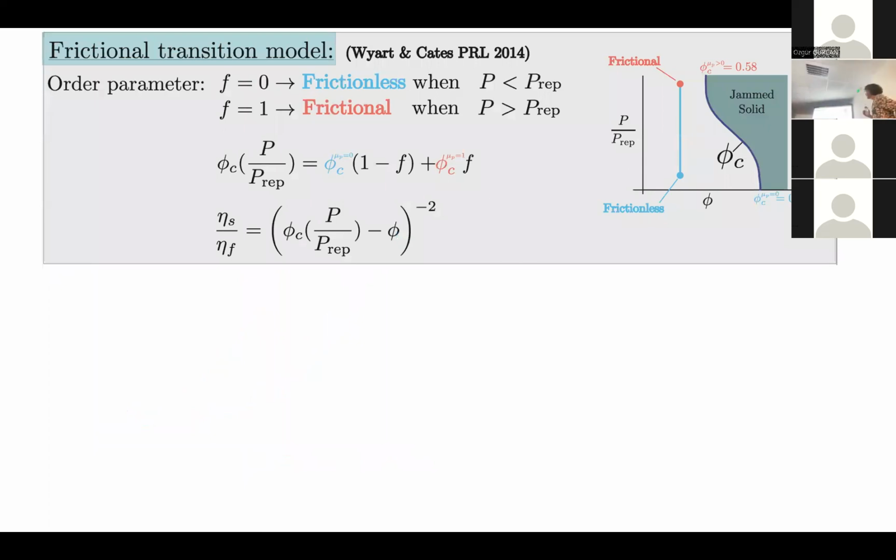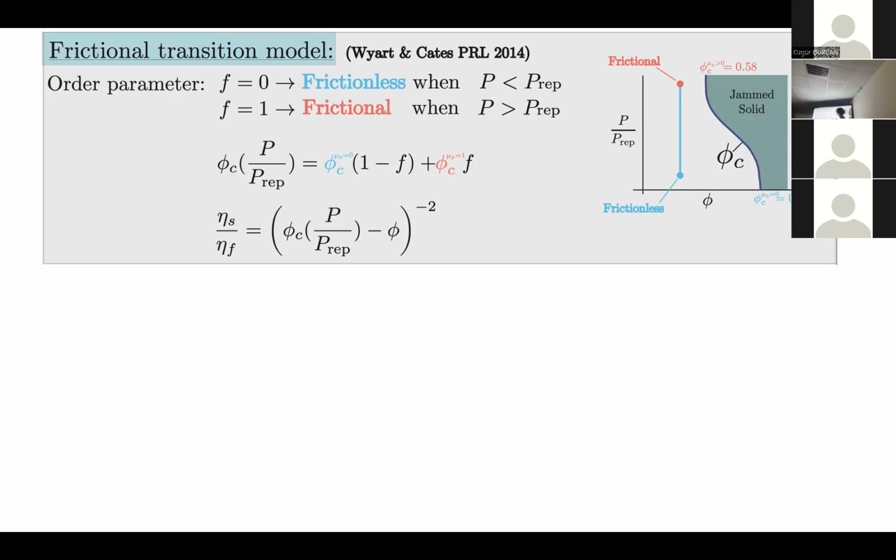So this was put in the frictional transition model by Bjarke and Kate the year after, and it's a very simple model where they write that the jamming volume fraction phi c is no longer constant, but depends on the stress you apply. They write a mixing law that interpolates between the frictionless jamming volume fraction and the frictional jamming volume fraction, with an order parameter, the fraction of frictional contacts. It depends on the stress.